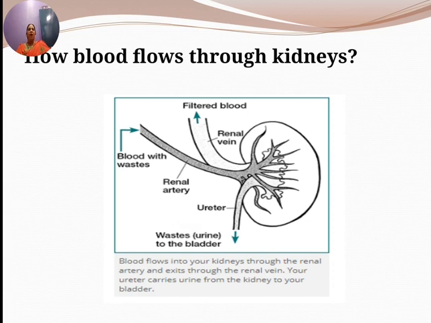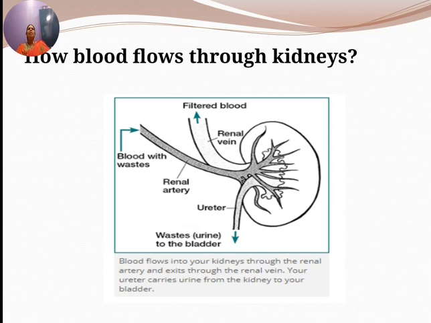After the blood enters the nephrons, it is filtered by the tiny blood vessels of the glomeruli, and then the purified blood flows out of the kidneys through the renal vein. The unwanted waste material is sent to the bladder as urine.